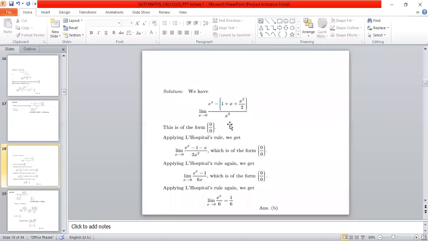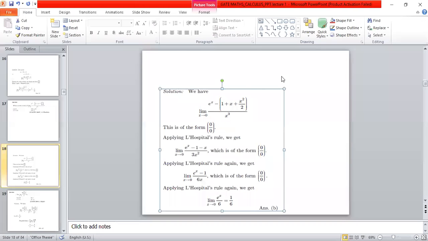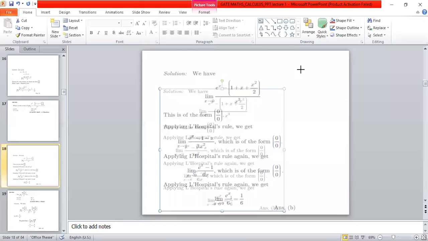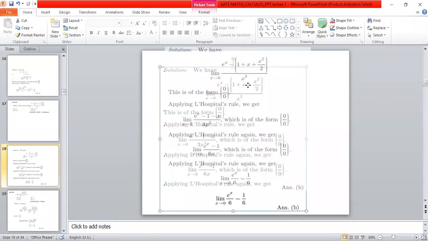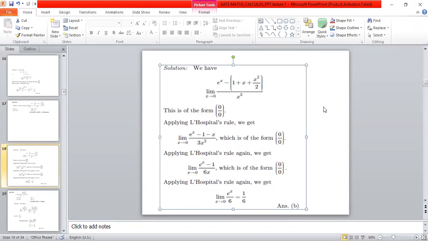As this is a limit, if we put x as 0, e raised to 0 is 1, and 1 minus 1 will be 0 in the numerator, and in the denominator also 0, so this is 0/0 form. And as it is 0/0, we have to use L'Hospital, where we take the derivative of the numerator and the derivative of the denominator.